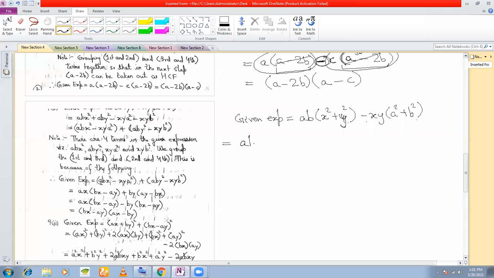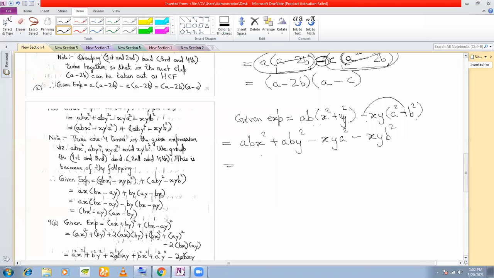So I have abx square plus aby square minus xy a square. And when I'm opening the brackets, this minus sign will combine with this plus sign to give you a minus sign. So minus xy b square. Okay, now which terms to group? See, if I group these two, I'll get back this, right? So I'll not group the first and the second. I have the option of grouping the first and the third, or first and the fourth.